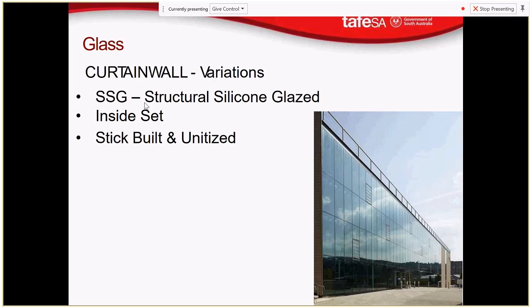So curtain wall variations, we've got SSG, which is structural silicon glazed. So you're starting to see a lot more structural silicon used around the place because it's a fantastic way of just quickly sticking stuff on. And with electrical, battery-powered silicon guns, you can get very nice even beads of mastic or silicon, which is fantastic for sticking things on. So that's structural silicon glazed, inside set, or stick built and unitized.